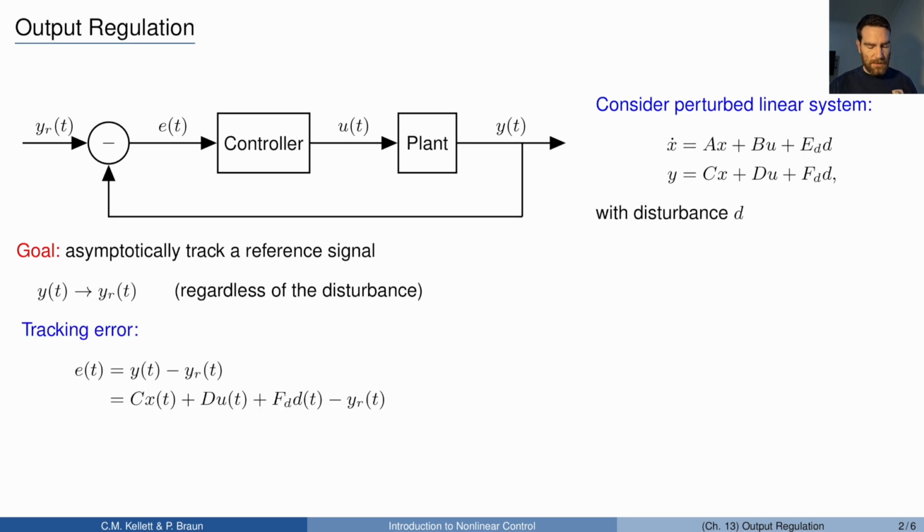So let's get started to solve that problem through reference tracking, and to get there we first need a bit of notation. So first we define our error signal here as the mismatch between the output and the reference signal, which then allows us to rewrite that slightly using the output equation here on the right.